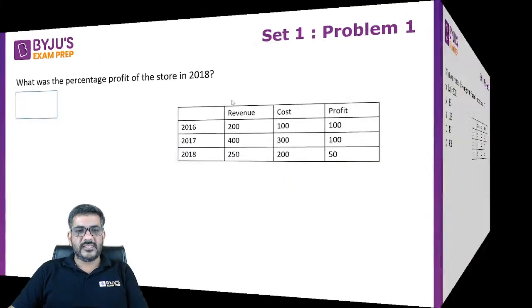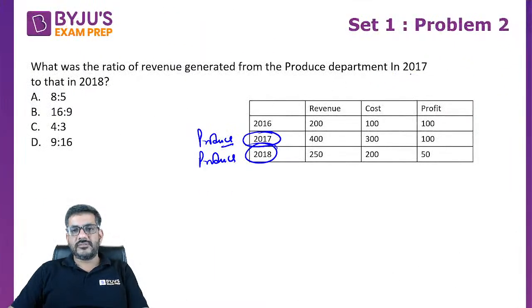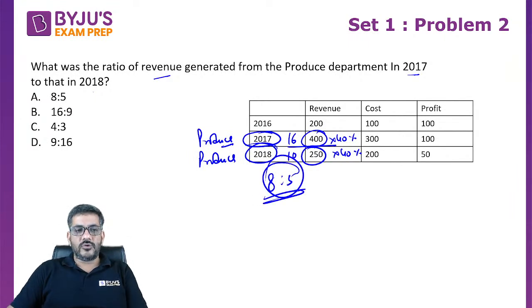And this is what the question is probably asking you: the revenue of 2017 to that of 2018. So this is 40% of 400 and this is 40% of 250. Can I say the ratio would be same as that of 400 and 250. So cancel out 25. It will be 16 to 10. Further it will cancel out by 2. It will be equal to 8:5. A option is the correct answer.